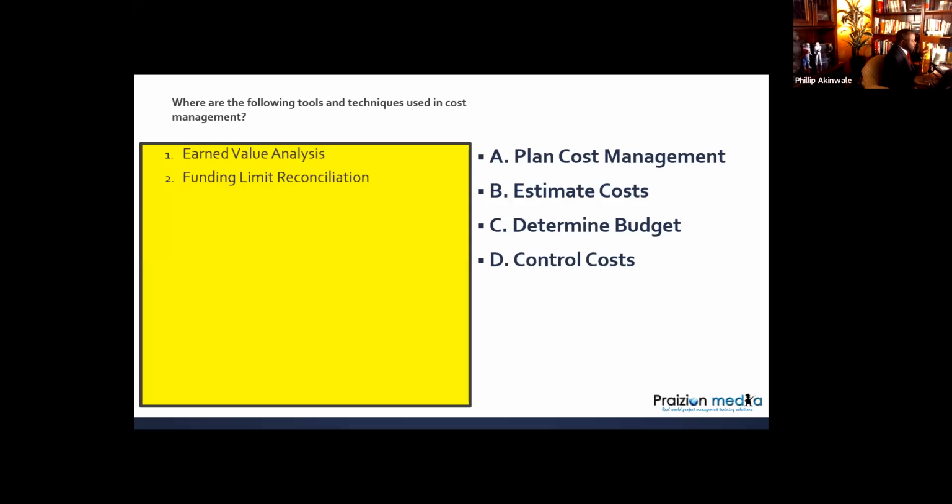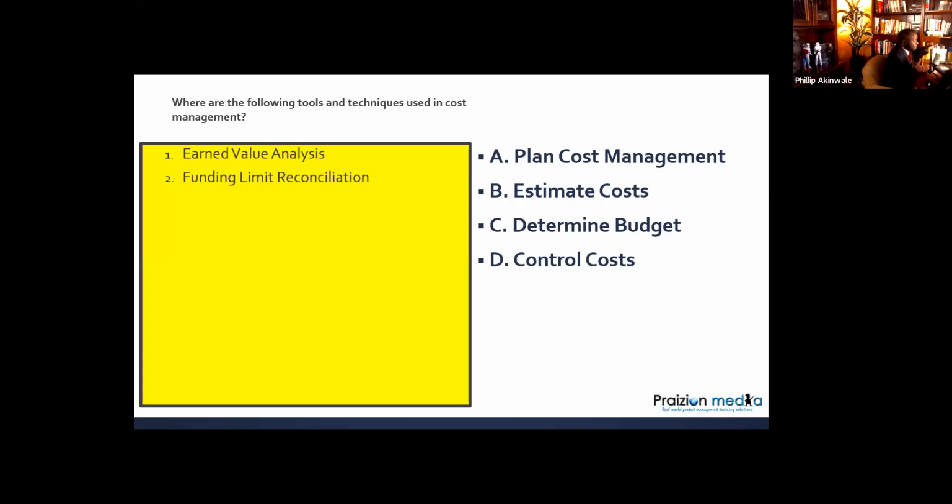Funding limit reconciliation is used to take a look at any funding limits in the firm and take a look at what you said was a funding requirement. For example, if I say, oh, I need 5 million in month one and 5 million in month two, management could say, Phil, we have a funding limit. We cannot supply you any more money than 3 million. So we've got a funding limit of 3 million.